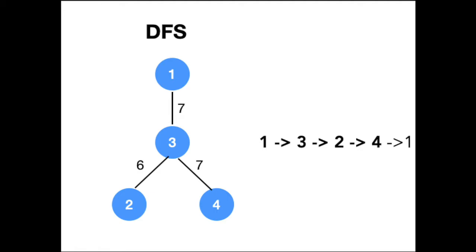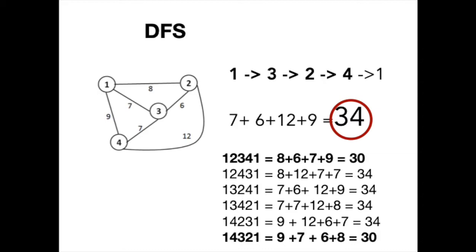Since we already have a traversal, we can of course compute the cost given the original graph. So here's the original graph. Given the tour that we obtained from the previous slide, we have 1, 3, then 2, then 4, and then back to 1. So if we will use this original graph, we have 7 plus 6 plus 12 plus 9. So that's 34. But if we use the exhaustive algorithm, the optimal solution should be 30.